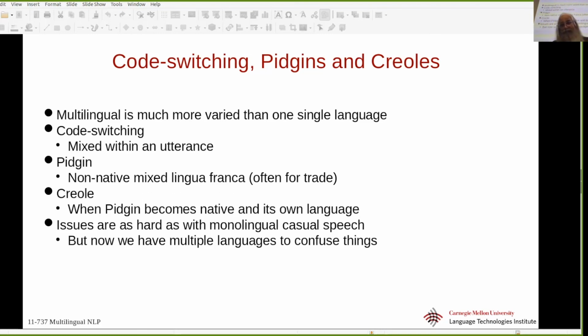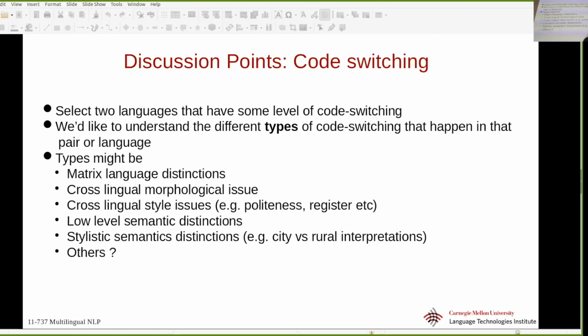Monolingual casual speech is still pretty hard in most languages on the planet. We just don't have enough data and enough context to know how to deal with that yet. So the discussion point that I want you to do today is I want you to select 2 languages that have some level of code switching. You'll have examples of that somewhere, and it might be in a particular situation, including CMU if it is. We'd like to understand the different types of code switching.